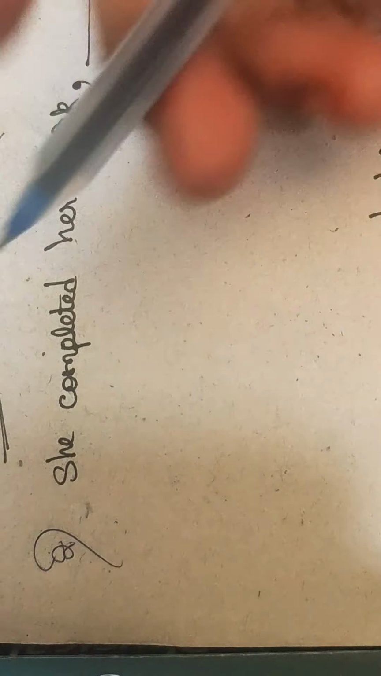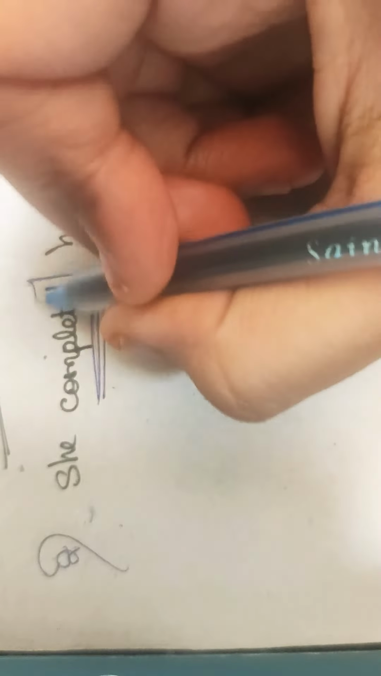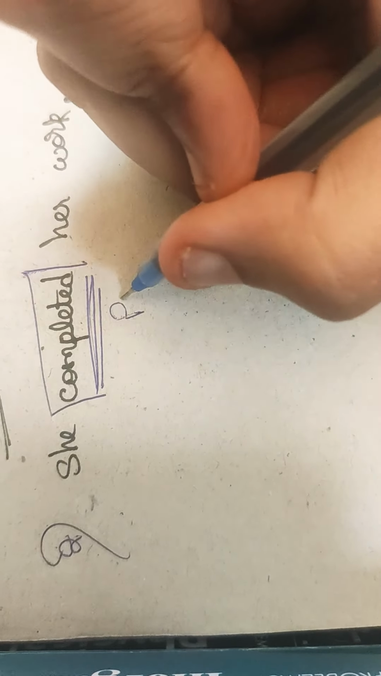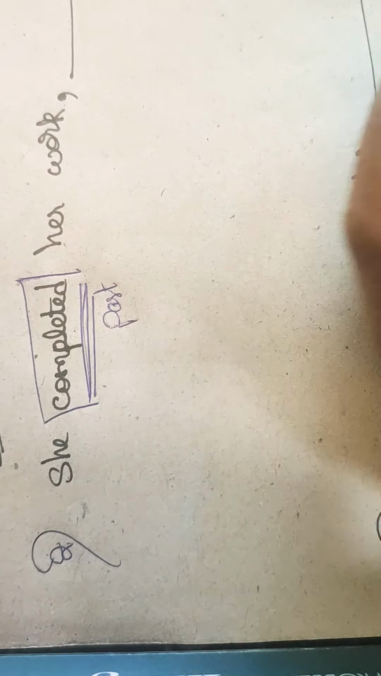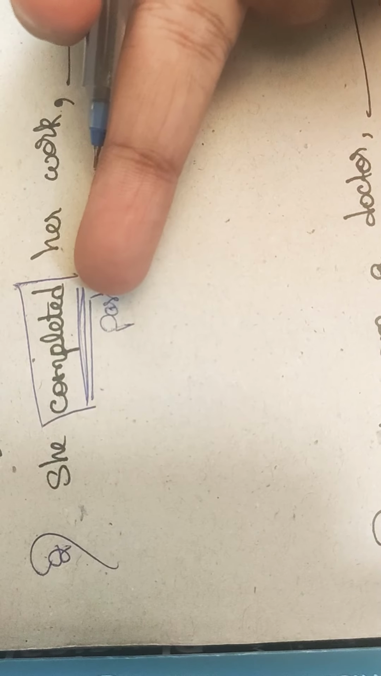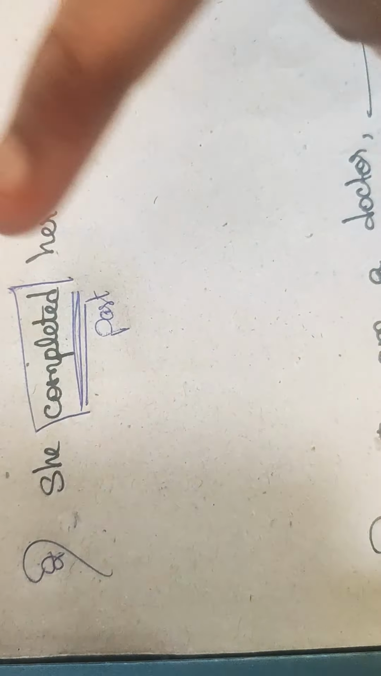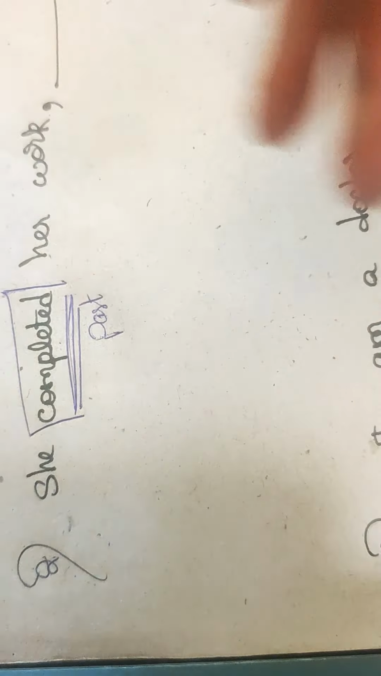Here also you can identify the verb which is completed. But if you notice one thing, it is in the past tense. What tense is it? Past tense. You may ask me, ma'am, present is complete, past is completed, and past participle is also completed, right? So I can say like that. But here we just say that it is a past tense.